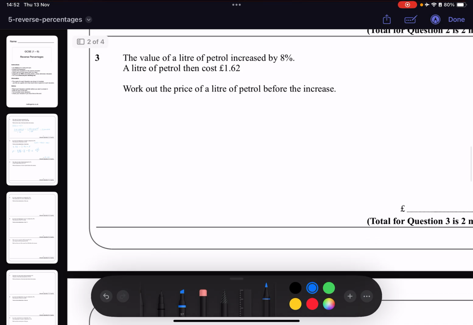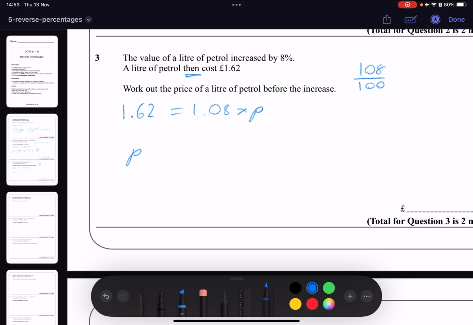The value of a litre of petrol increased by 8%. Then, so that's the value afterwards, it cost £1.62. Work out the price of a litre of petrol before the increase. I'm going to give you a moment to think about how you might do this. So what we have is that £1.62 is equal to 108% of the original price. And remember, 108% is like writing 108 over 100, which, written as a decimal, gives us 1.08 times the original price of the petrol.